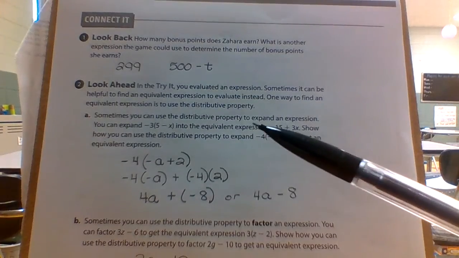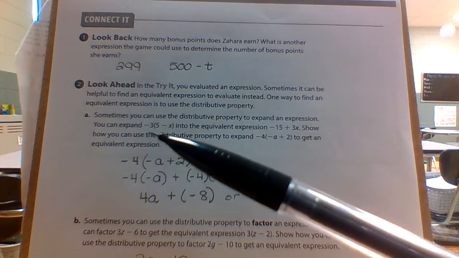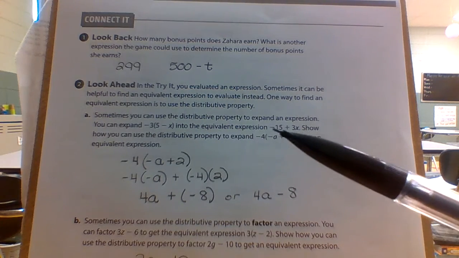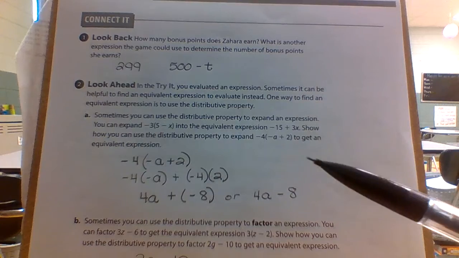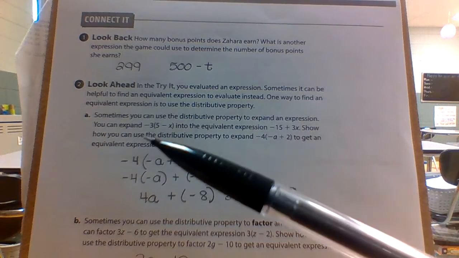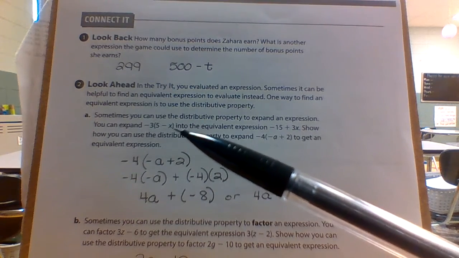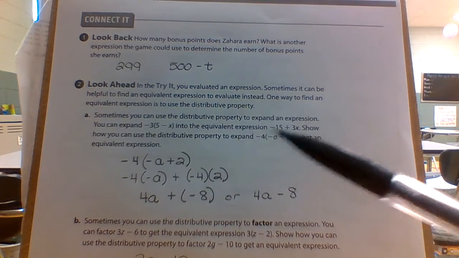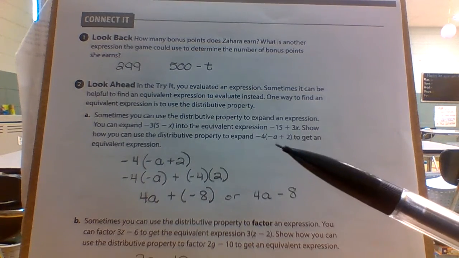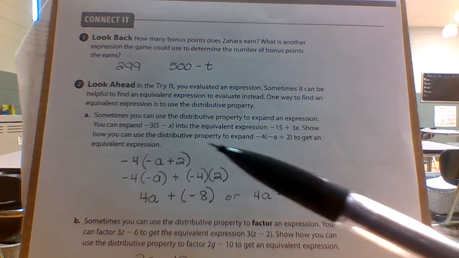Sometimes you can use the distributive property to expand an expression. You can expand a negative 3, parentheses 5 minus x into an equivalent expression of a negative 15 plus 3x, because a negative 3 times the 5 is your negative 15, and negative 3 times that's a negative x there also, right, would be a positive 3x. So you take and do the distributive property to expand this expression.